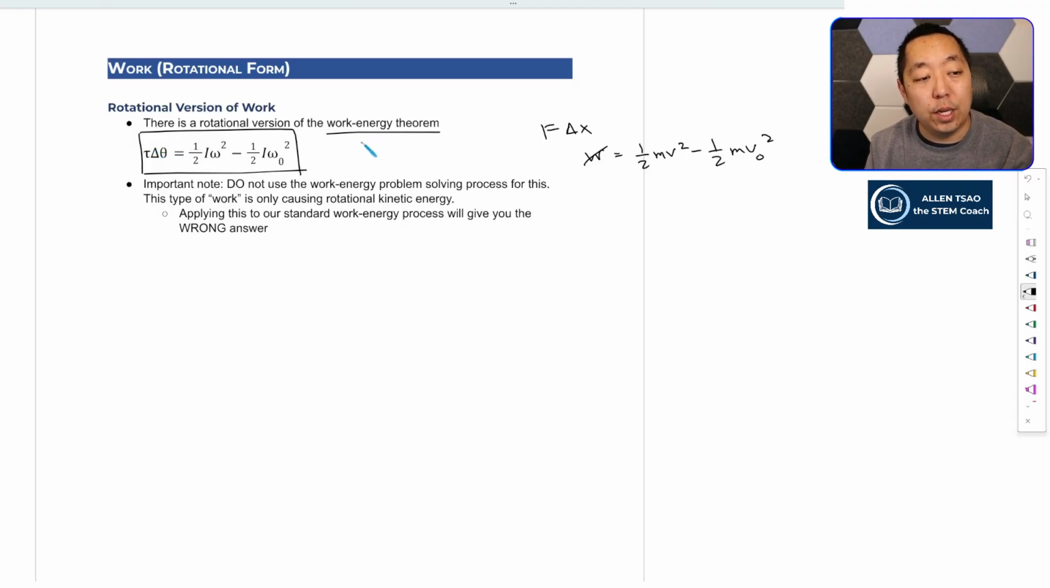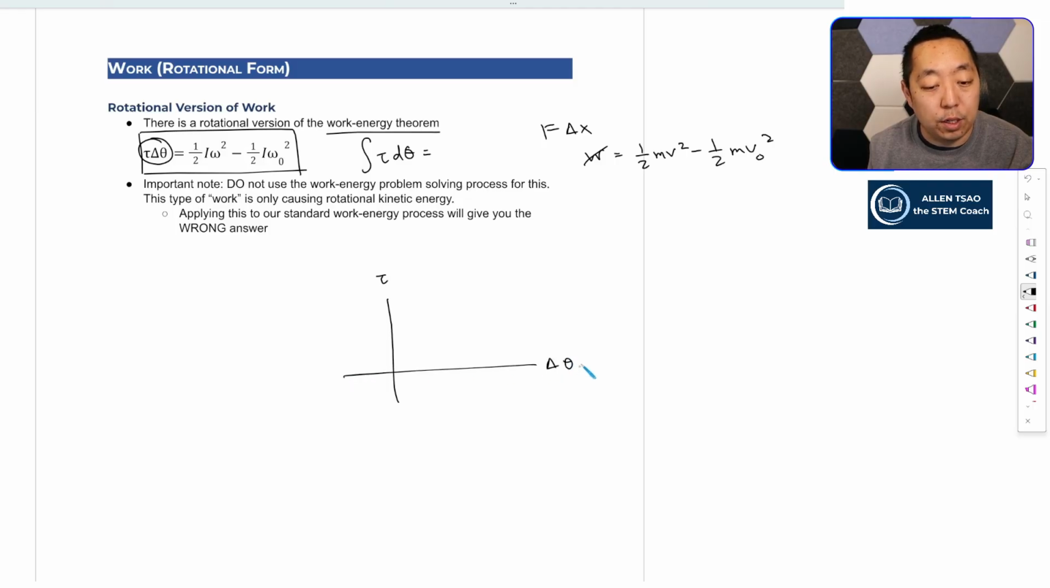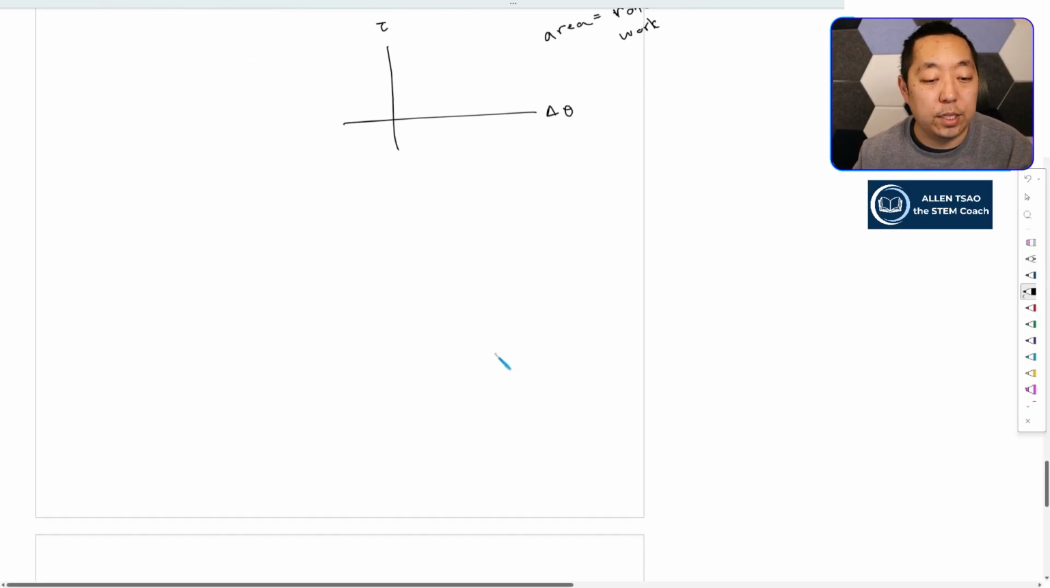For those of you in AP Physics C, we use this form for this portion. We don't just multiply the two. We use the area under the curve. So this thing is very similar to this. If I have a torque versus an angular displacement curve, then the area is going to be the rotational work. It's going to be this guy right here. Okay, so let's take a look at some examples of how this works.